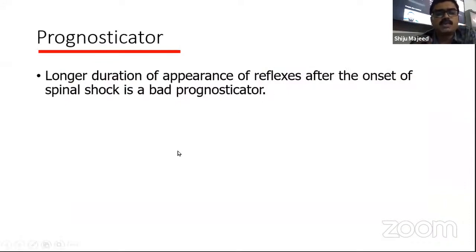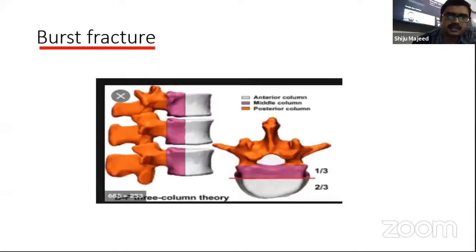And what is the importance of spinal shock in a spinal cord injury victim? When you see that the patient is in spinal shock for a longer duration, suppose the patient has had no reflexes returned for 2 weeks, that means the patient has a very bad prognosis. So the delay in return of the reflexes is an important prognostic factor in predicting recovery from a spinal cord injury. So these points we have covered about spinal cord injury.